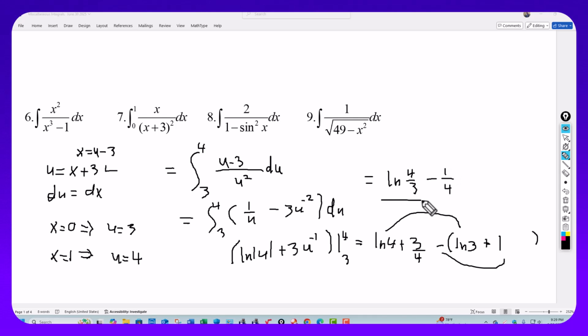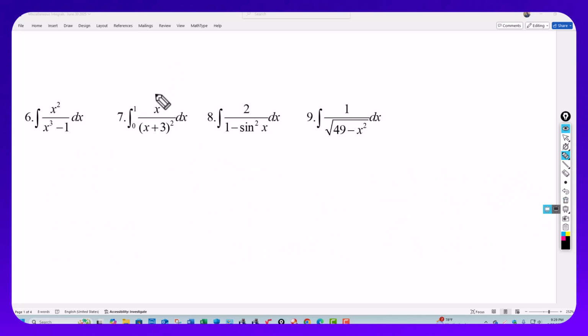So if they want an exact answer, you can give this. If they want an approximation, you can use your calculator and to 3 decimal places, this would be 0.038. Let's clear this. Now to number 8.